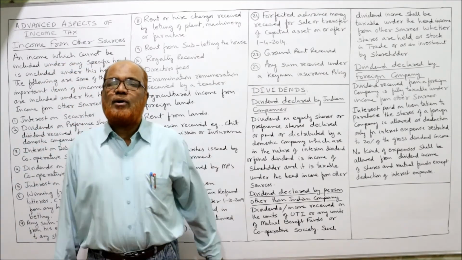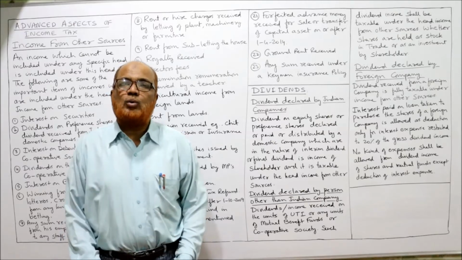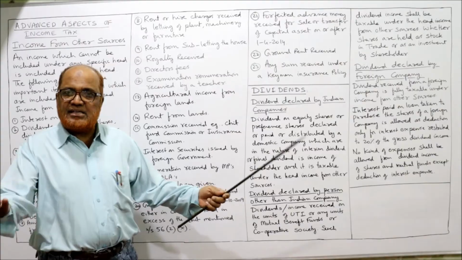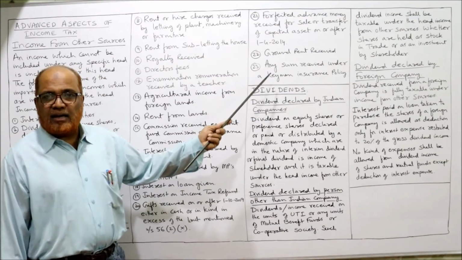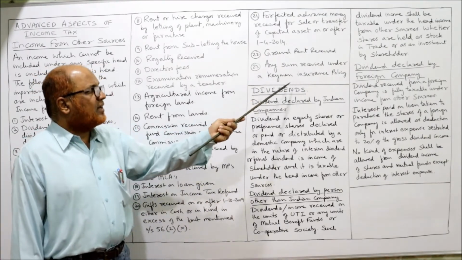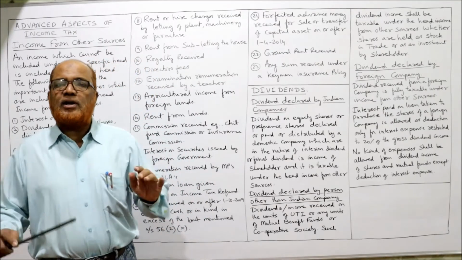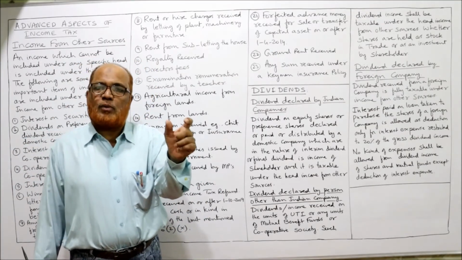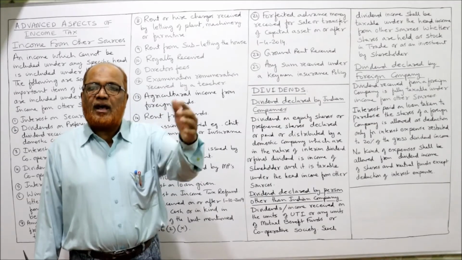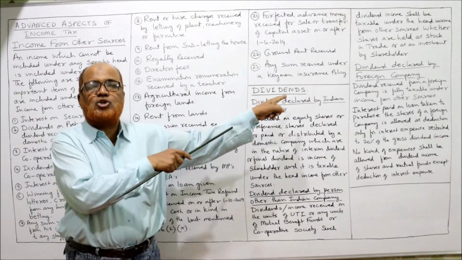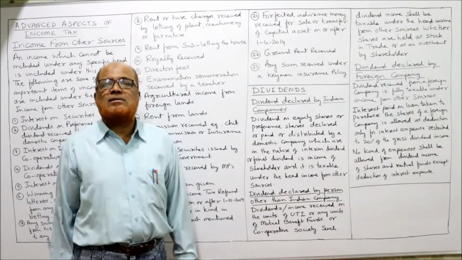If the forfeited amount is received after 1/4/2014, then ground rent received is taxable under income from other sources. Any sum received under the Keyman insurance policy. In insurance, there is a policy called Keyman insurance policy. So if a person receives an amount from the insurance company under a Keyman insurance policy, that is also taxable under income from other sources.